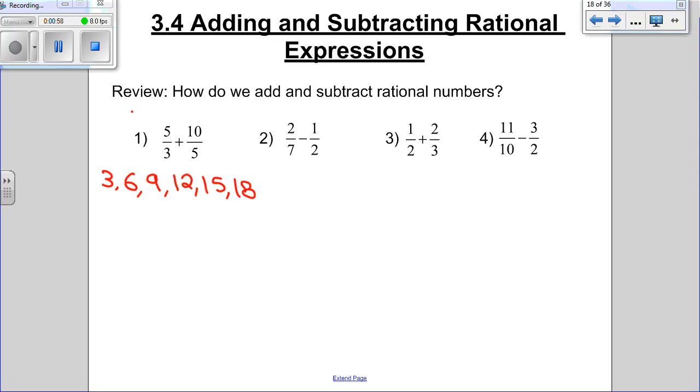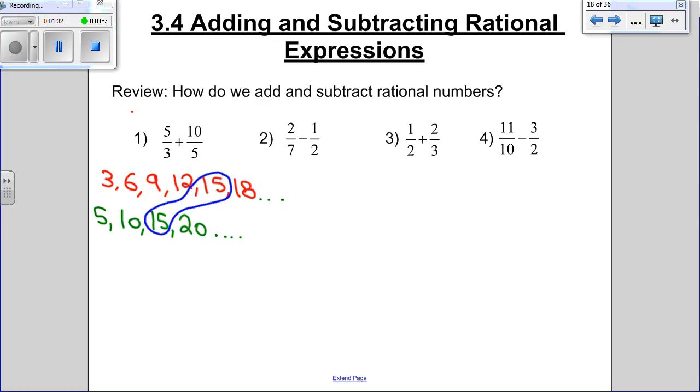The multiples of 5 would be 5 times 2, you'd have 10. Times 3, you'd have 15. Times 4, you'd have 20. And you can go on for both of those. Your job would be to find the lowest number that they both share. The lowest number they both share is 15. That's called your lowest common denominator.